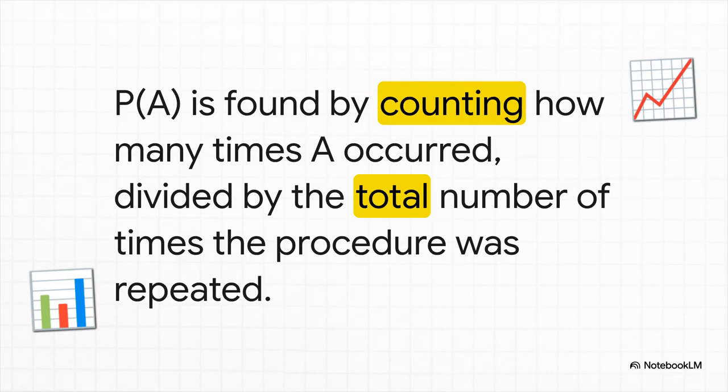You just run a procedure, or watch it happen again and again, and you count how many times your event happens. The probability is just the number of times it happened, divided by the total number of times you tried. This is exactly how we'd figure out the probability of an airline crash, by looking at past data.